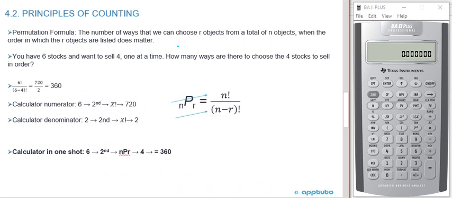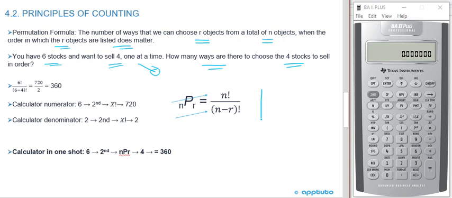So now we're moving on to the permutation formula, and that's the number of ways that we can choose r objects from a total of n objects when the order in which the r objects are listed does matter. So you have 6 stocks and you want to sell 4 one at a time. So that order does matter because you want to sell them one at a time. How many ways are there to choose the 4 stocks to sell in order?